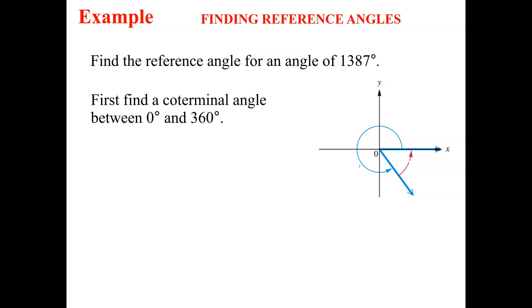1,387 degrees. I want to find its reference angle. So the first thing we have to do is get a coterminal angle between 0 and 360. So how do I find that coterminal angle that's between 0 and 360? How do I find coterminal angles again? That's a good guess, because that's usually the answer, but not when we're trying to find an angle. We're going to subtract 360 until we get something between 0 and 360.